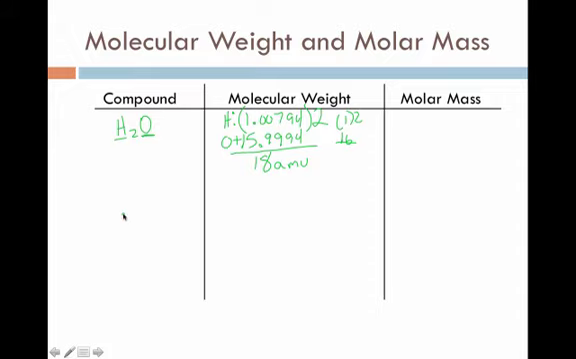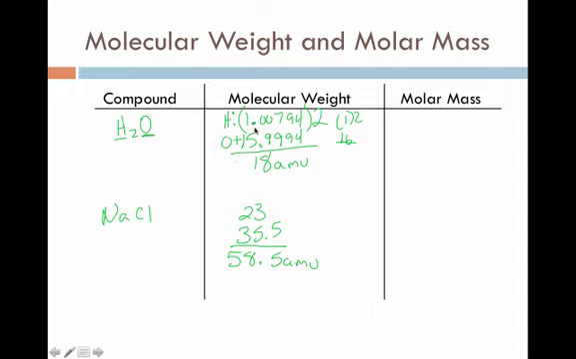Likewise, we can repeat this process with something different. We can take the substance sodium chloride. Again, we look up the mass of each element. Sodium has a mass of approximately 23 atomic mass units. Chlorine has approximately a mass of 35.5 atomic mass units. We add those together, and I believe we get an answer of 58.5 atomic mass units.